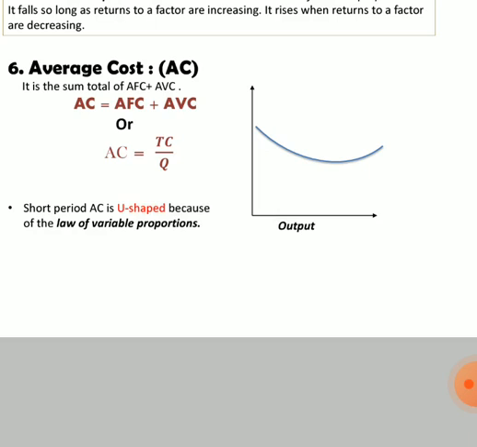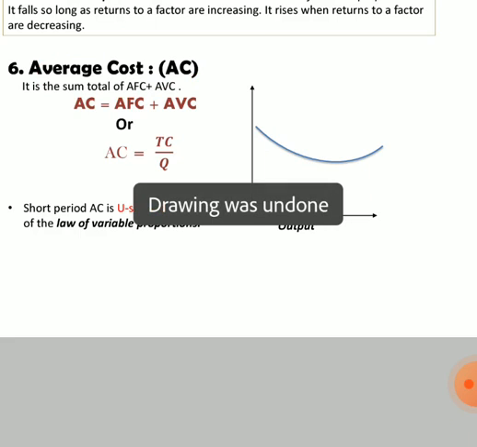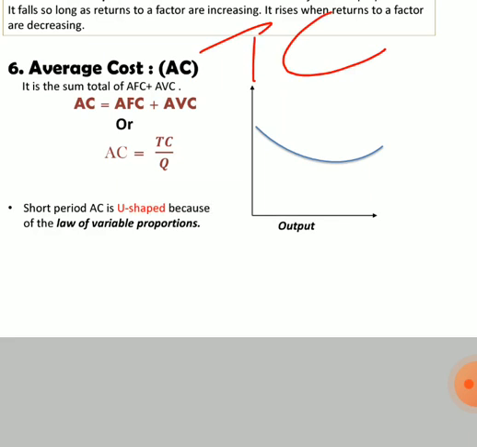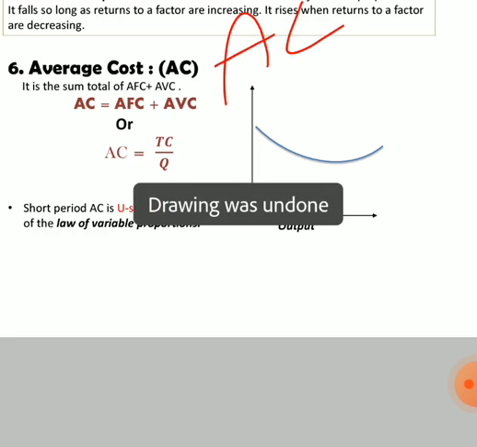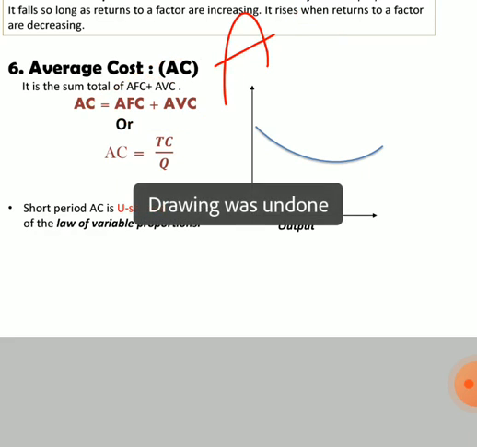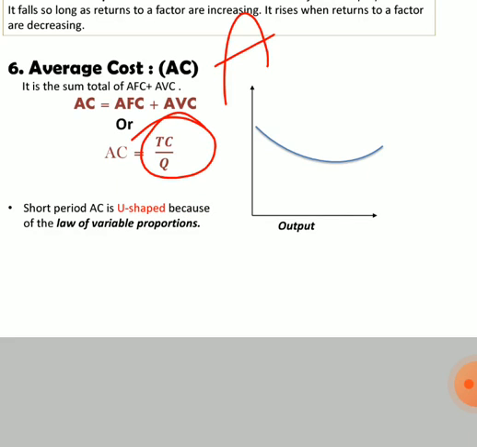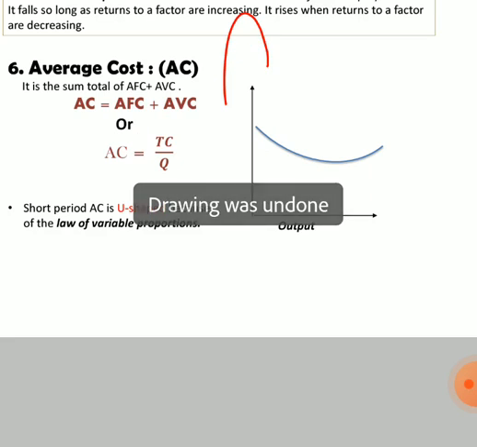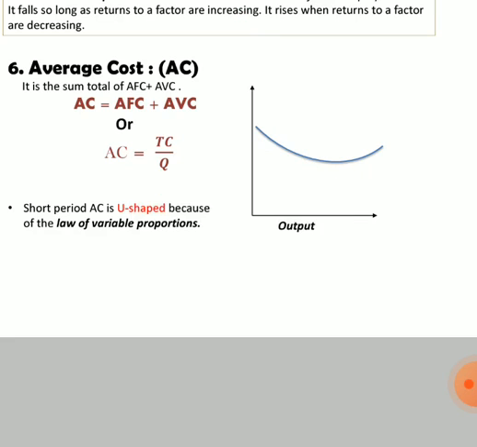Now the second and last type of cost is average cost. It is the same thing as we saw earlier with total cost. Average cost means average fixed cost plus average variable cost. Or one more formula here: total cost divided by Q. So these are two formulas for the same thing. You can use whichever you like according to the question. What is the shape of average cost? It is also U-shaped because of the law of variable proportion, as it is the sum of average fixed cost and average variable cost.